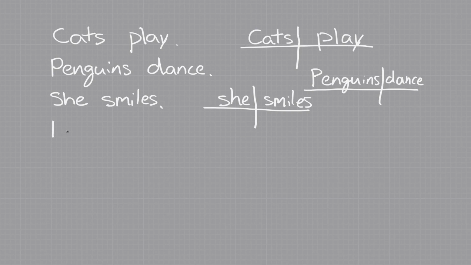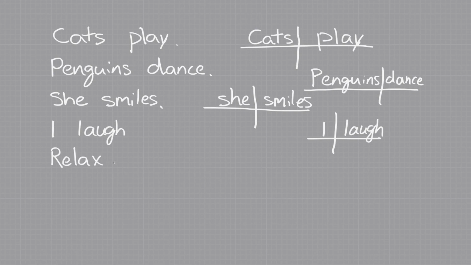Next we have I laugh. I guess you can work out the subject now. Who's laughing? I. Baseline, predicate line, and then the predicate laugh. Nice and easy.